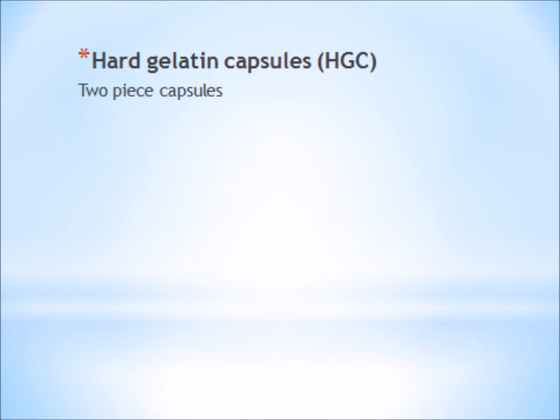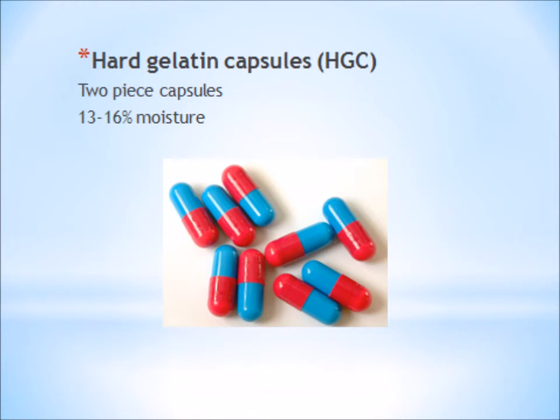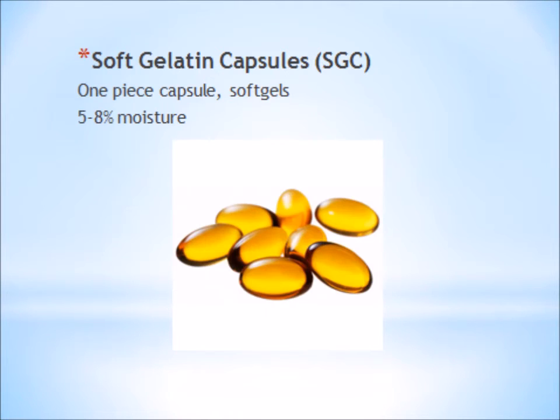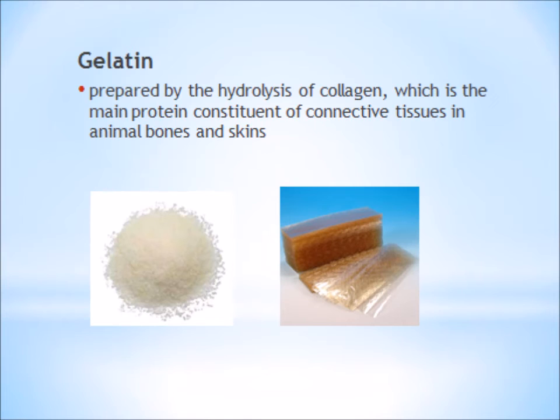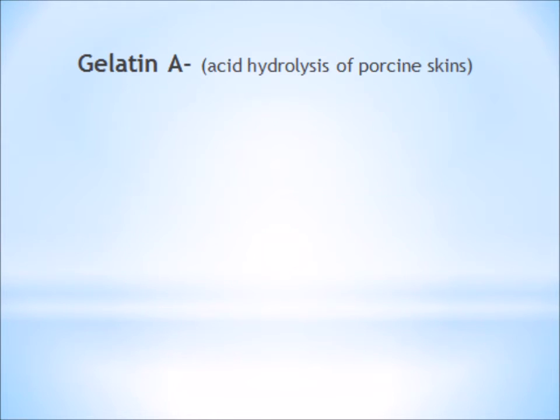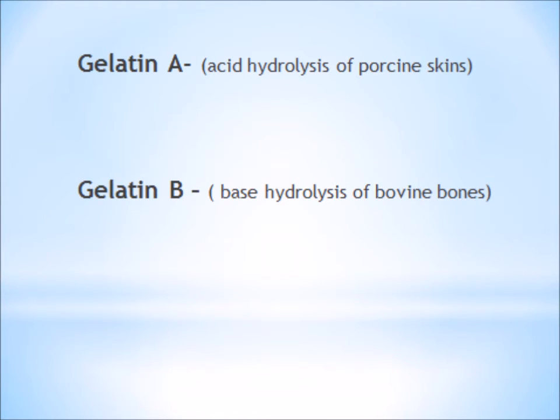Hard gelatin capsules. Our two-piece capsules usually have 13 to 16% of moisture. Soft gelatin capsules are one-piece capsules, otherwise known as soft gels, that have 5 to 8% moisture. Gelatin is prepared by hydrolysis of collagen, which is the main protein constituent of connective tissues in animal bones and skins. Gelatin A is from acid hydrolysis of porcine skin, and gelatin B is base hydrolysis of bovine bones.